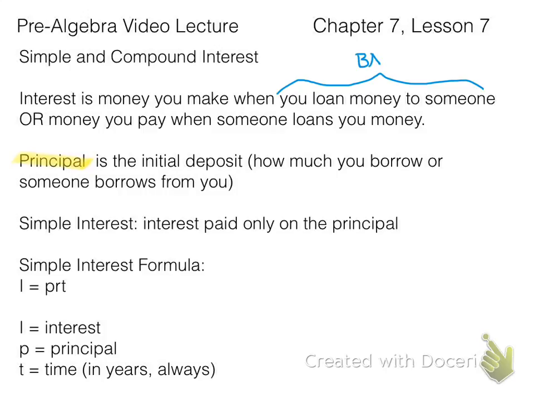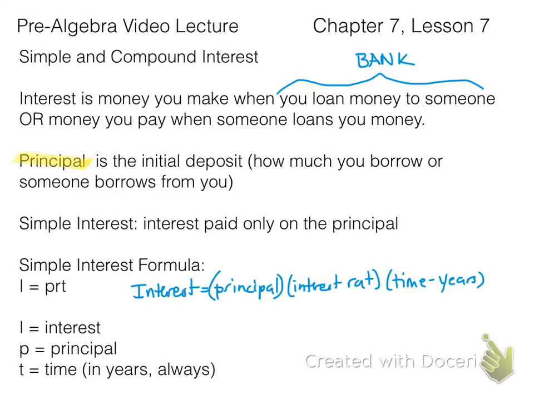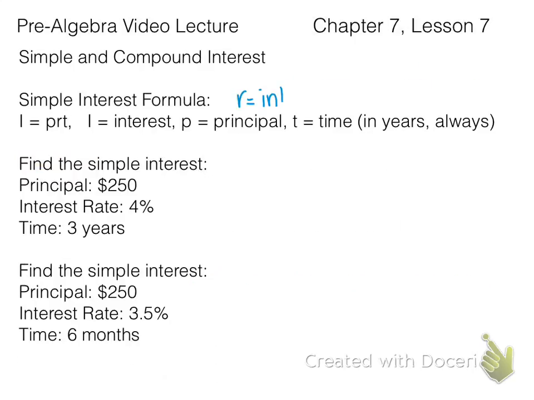All right, so again, the money you loan to someone is in the bank, and its interest is equal to the principal times the interest rate, which is a decimal, times the time in years. And there you go. Let's go ahead and do a problem with this. Now, R is interest rate as a decimal. Just remember that. I forgot to write that out for you.